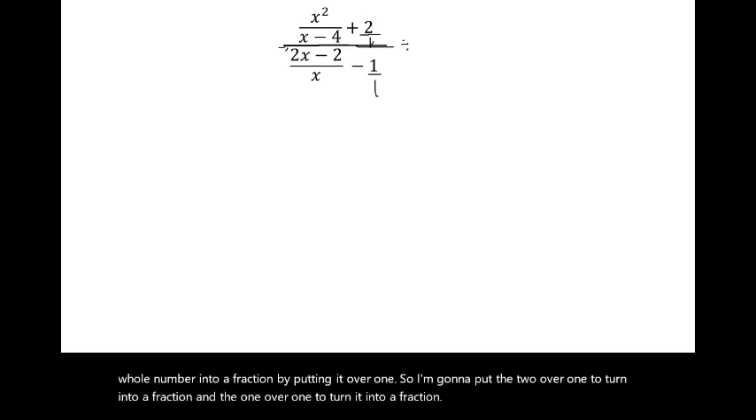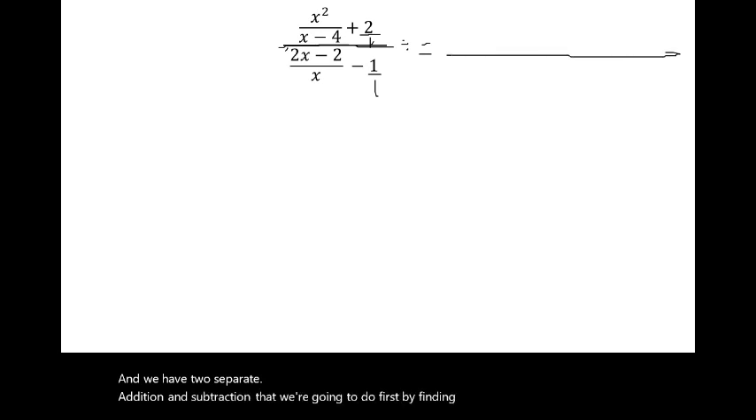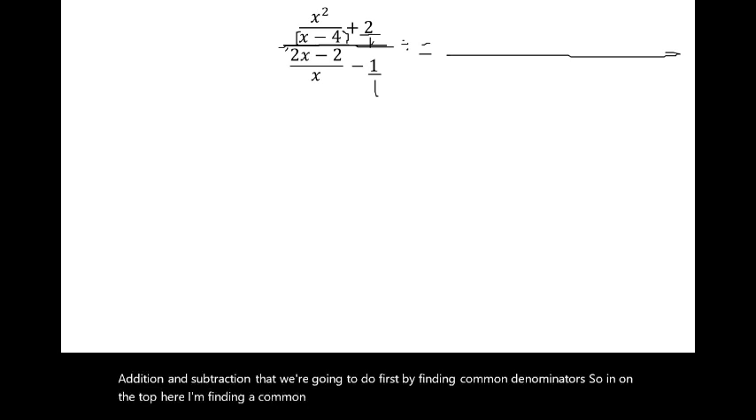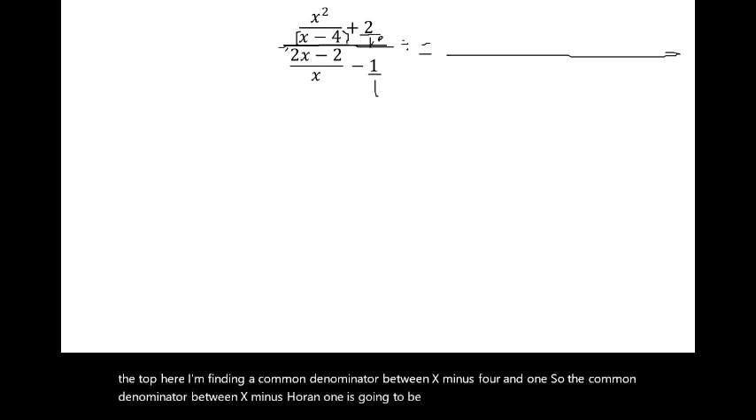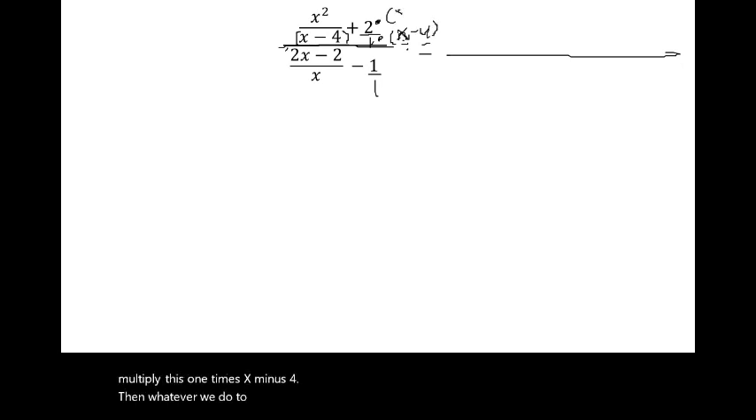And we have two separate addition and subtraction problems that we are going to do first by finding common denominators. So on the top here, I'm finding a common denominator between x minus 4 and 1. The common denominator between x minus 4 and 1 is going to be x minus 4. So I'm going to multiply this 1 times x minus 4. Then whatever we do to the bottom, we're going to do the same thing to the top.